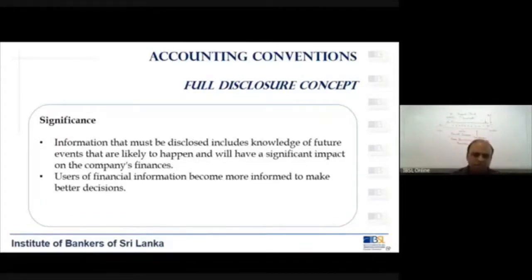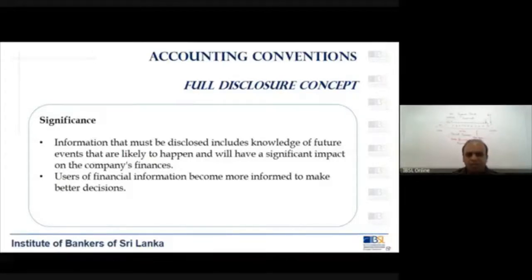What is the significance? Information that must be disclosed includes knowledge of future events that are likely to happen and will have a significant impact on the company's finances. As I told you, an event that has occurred or maybe an event that is going to happen in the future has to be disclosed in your financial statement, because that can have a significant impact on the reader's decision making as well as the company's finances.